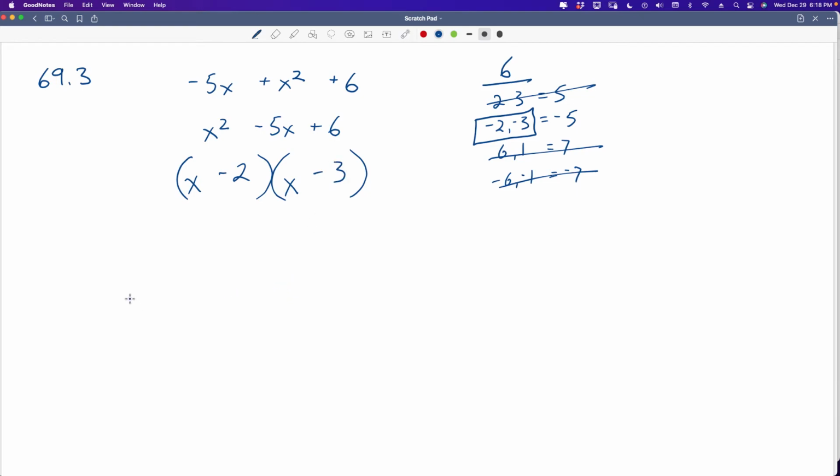All right, now we check it. We have x, and we have negative 2 as our terms. So x times x is x squared. X times negative 3 is negative 3x. Negative 2 times x is negative 2x. Negative 2 times negative 3 is positive 6. So we have positive 6 minus 5x, x squared. That matches this one, so this is correct.